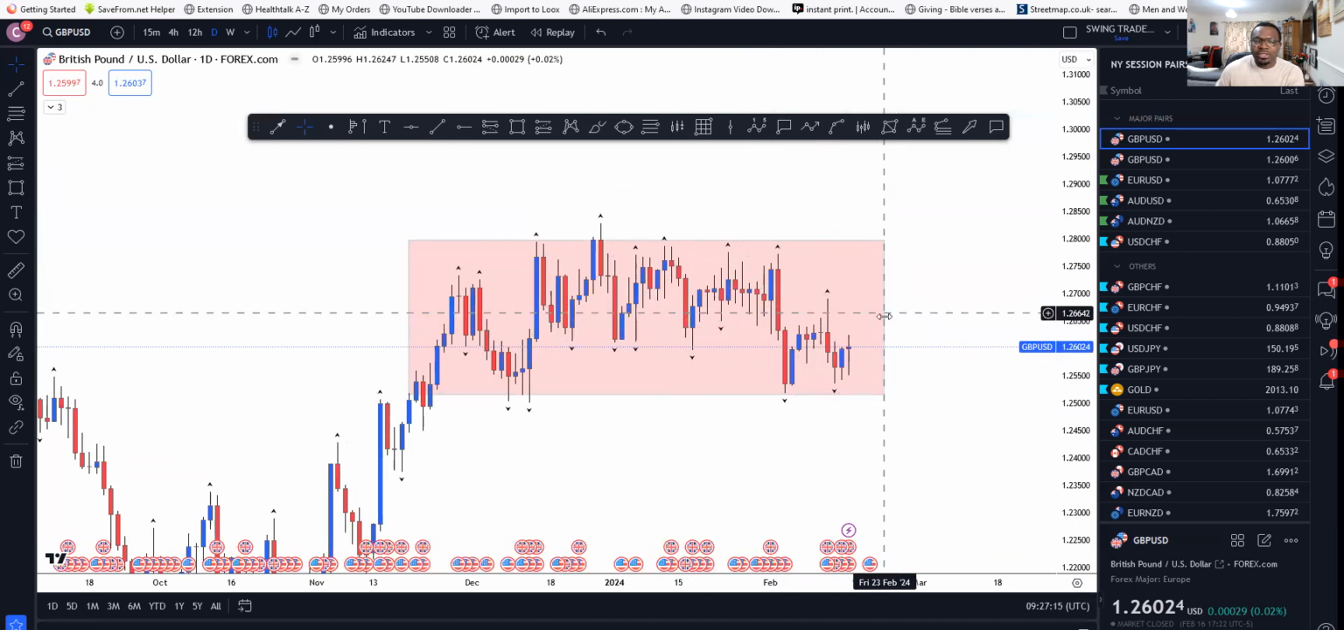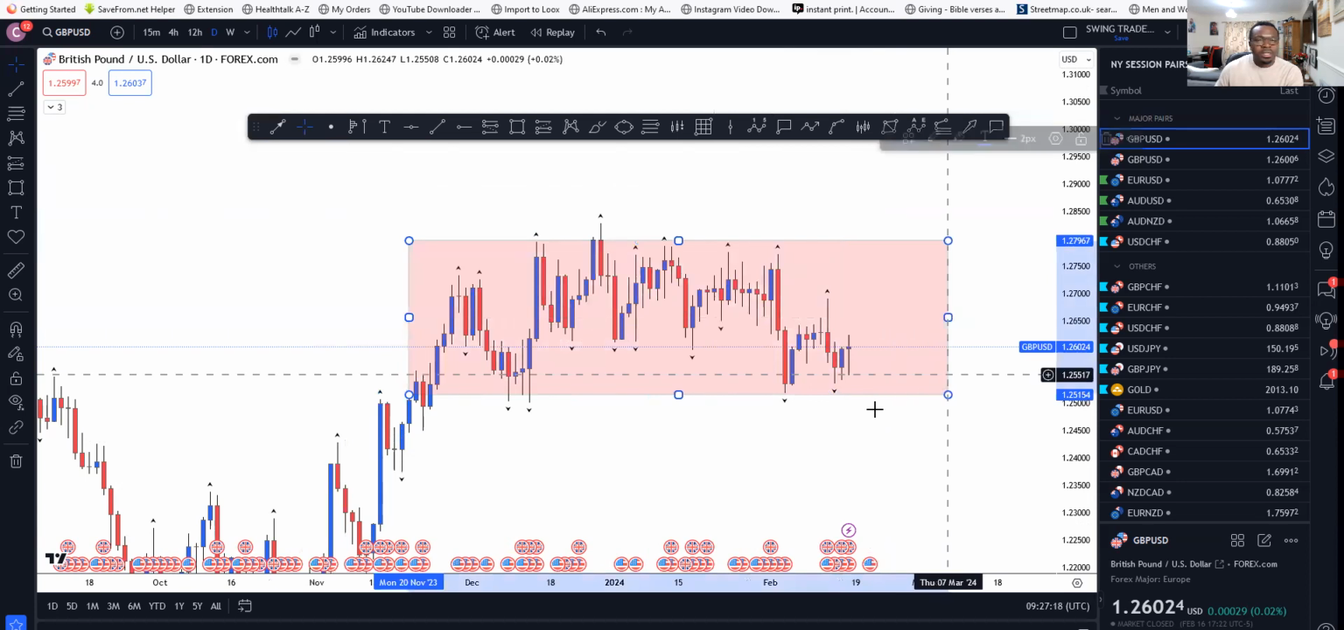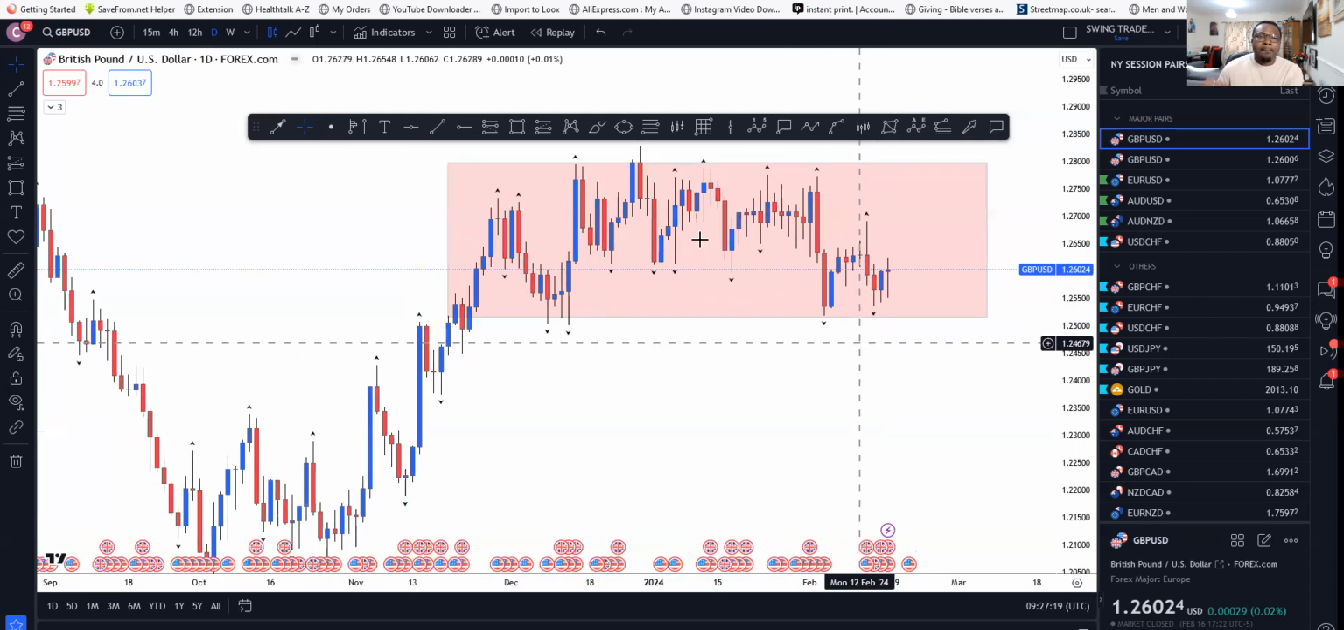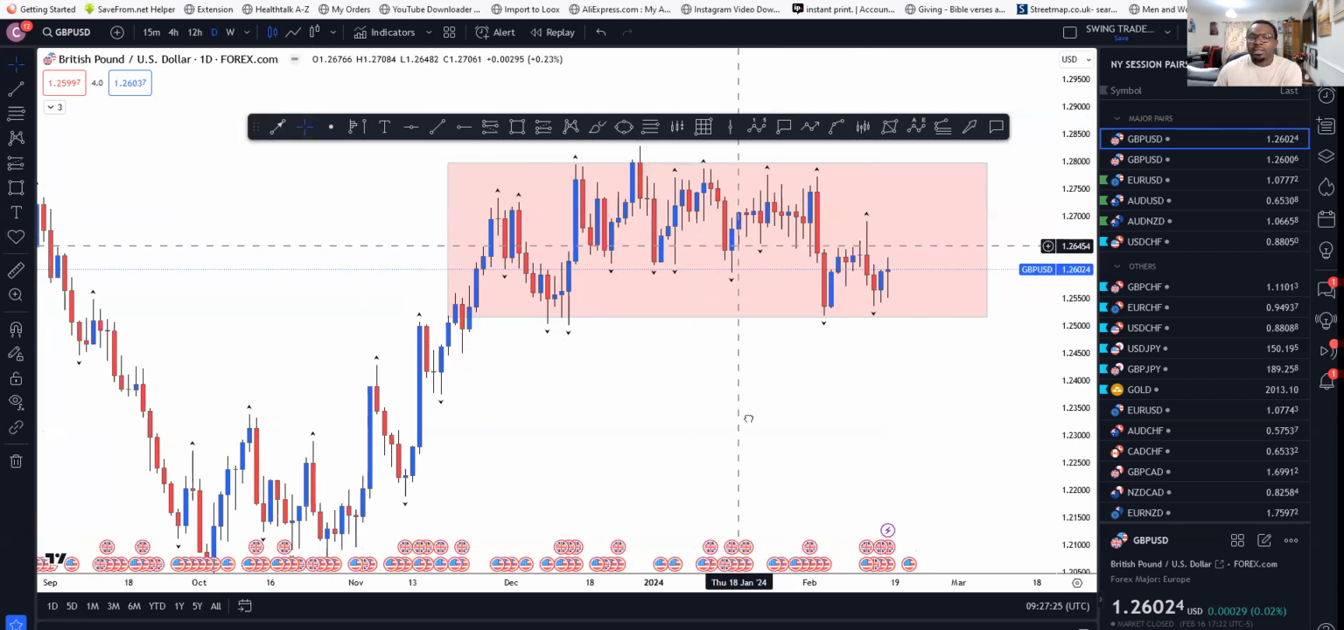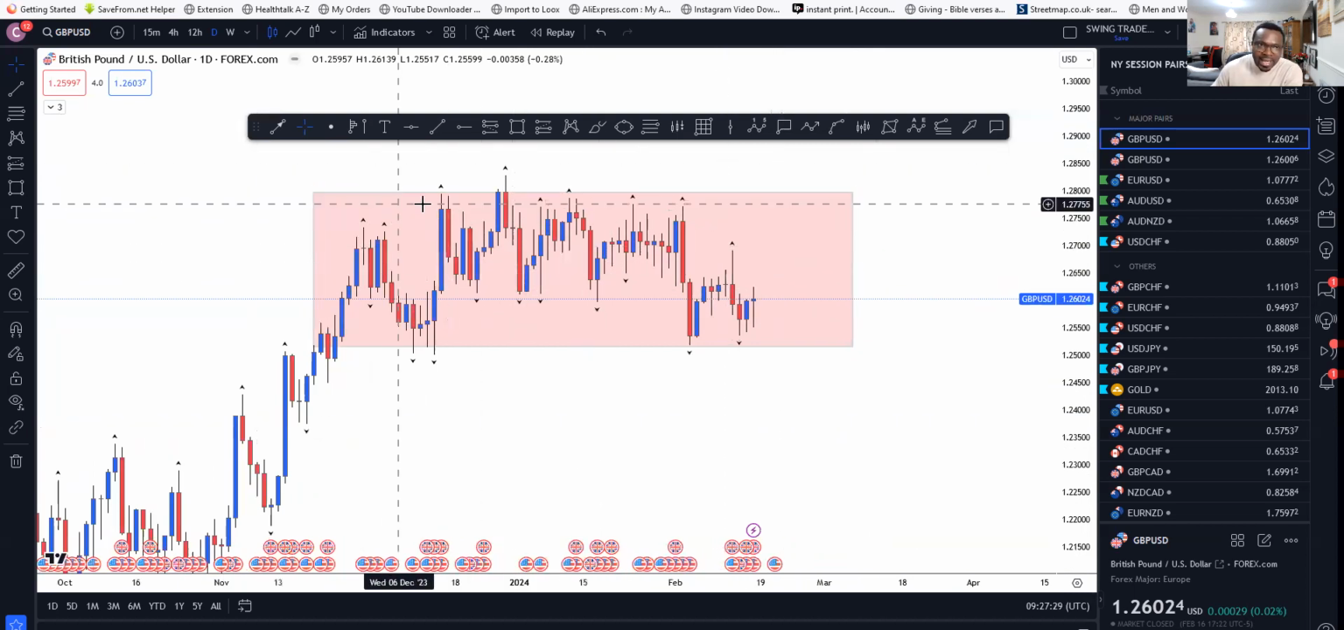So as far as GU is concerned right now, there is no trade setup. It is bang, no trade setup right now. I will not take any trade on GU at the moment, until and unless it comes out of it.